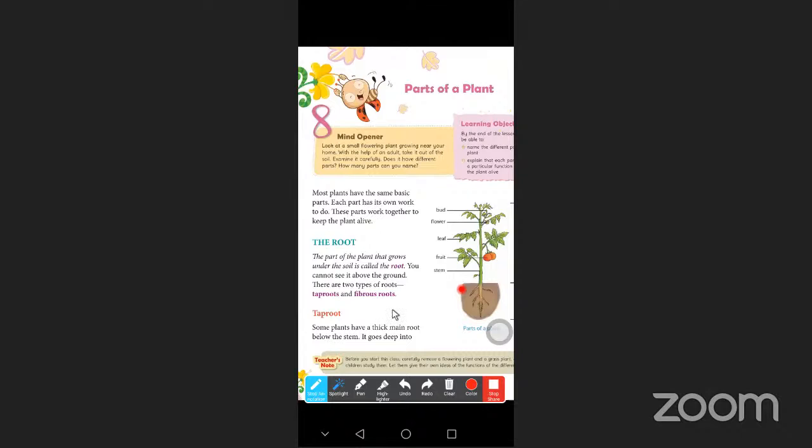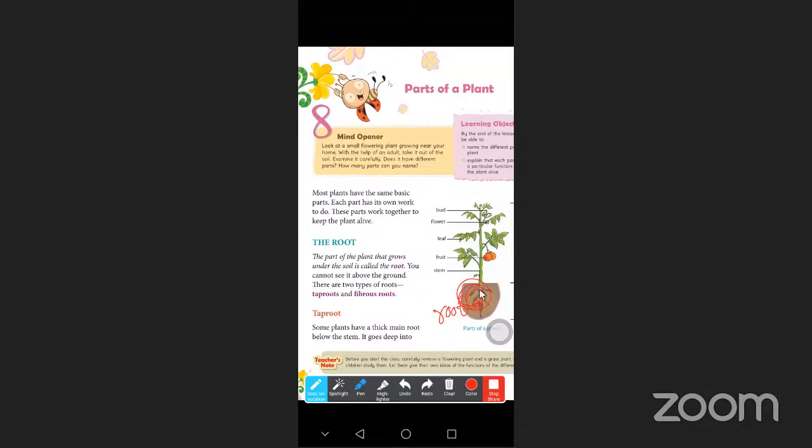Let's come to the next topic. That one only: taproot system and fibrous root system. What is the function of the roots actually? The part of the plant that grows under the soil, in the soil it will grow. So this is called the roots. You cannot see it because it is fixed in the soil.